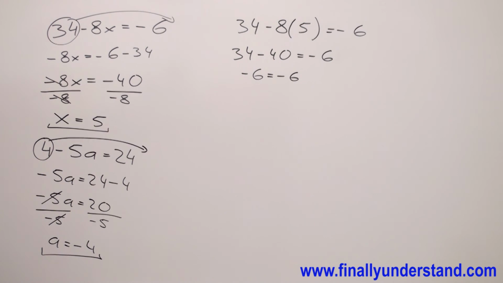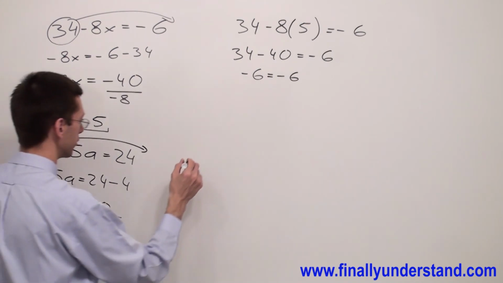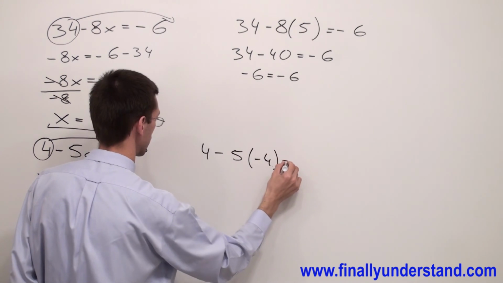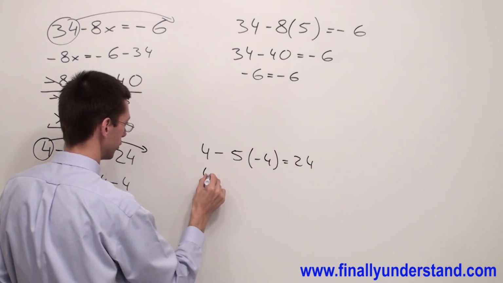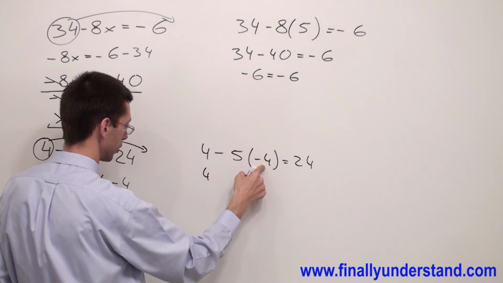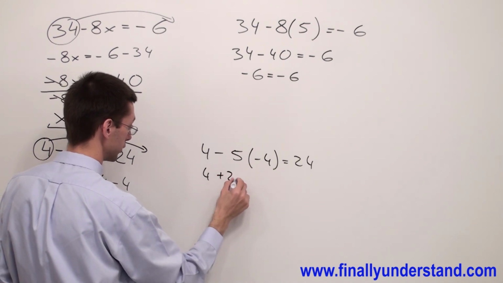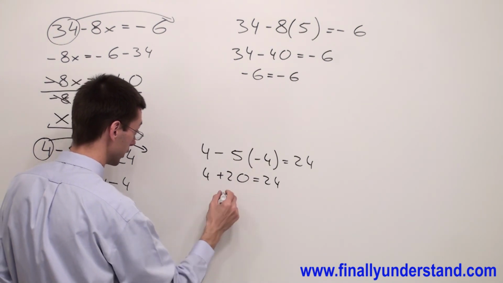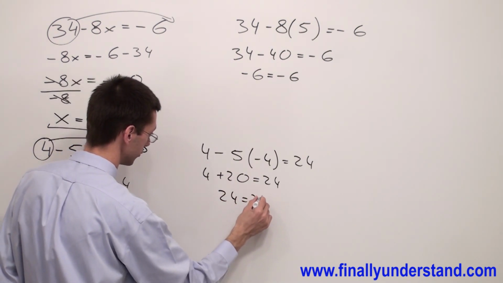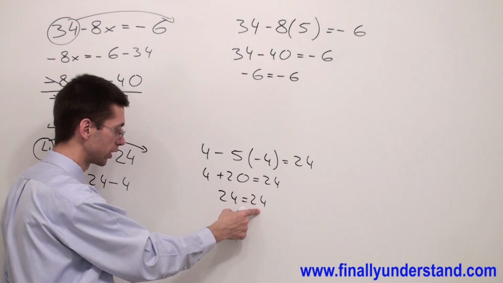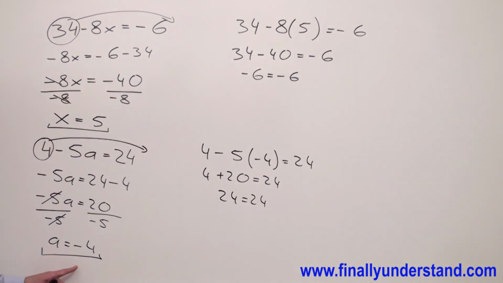Let's check if this is the correct answer. I have to simply replace this a by negative 4. I have 4 minus 5 times negative 4 equals 24. 4 minus 5 times negative 4 is equal to 4 plus 20 equals 24. 4 plus 20 is equal to 24. 24 is equal to 24. As you can see, the left side of my equation is equal to the right side of my equation. That's why this is the correct answer to my problem.